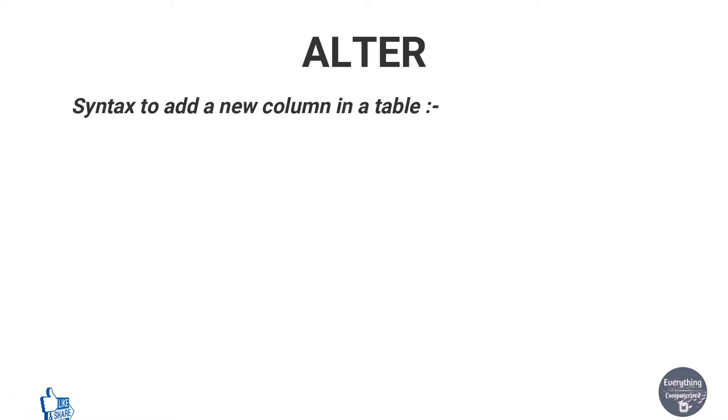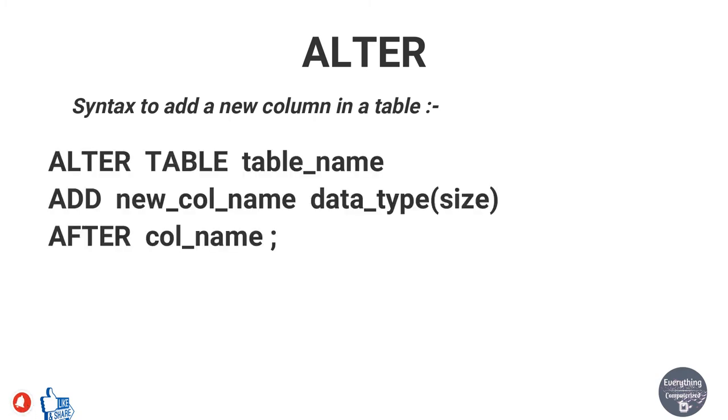Now let us take a look at the syntaxes of the different types of alter commands. So the syntax to add a new column in a table is alter table name, add new column name, data type, size after column name. So this command will add a new column of the specified data type after the specified column name.